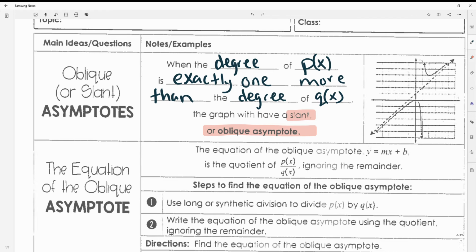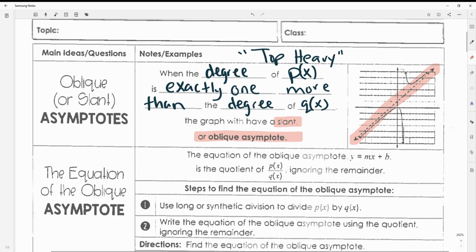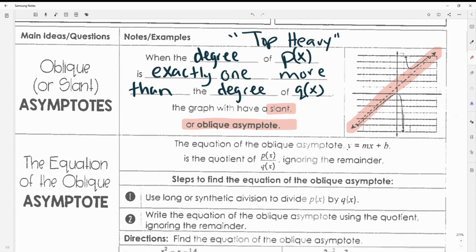Okay, basically what that means is if you have top heavy, and your numerator degree is greater than your denominator degree, you're going to have a slanted line instead of a straight line. So you see here, I don't know if you guys can see this little dotted line that's diagonal. That's that slant asymptote that it's talking about. Okay, that's what it means. All right, and that's going to be some sort of linear line.